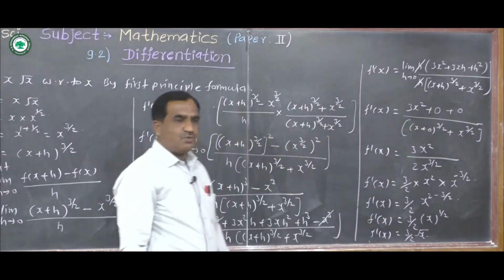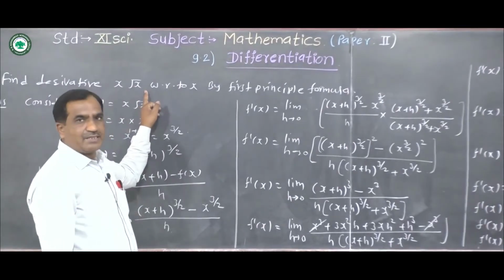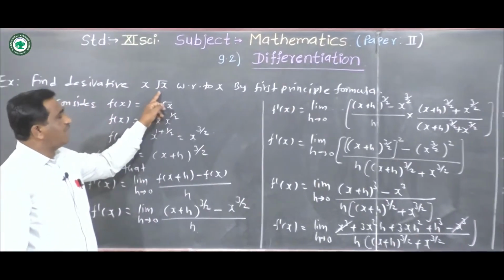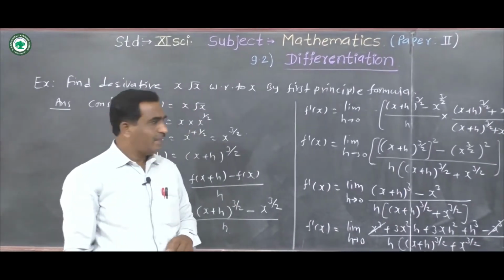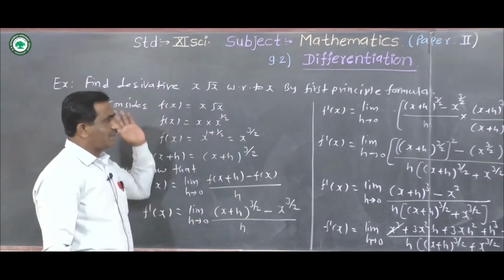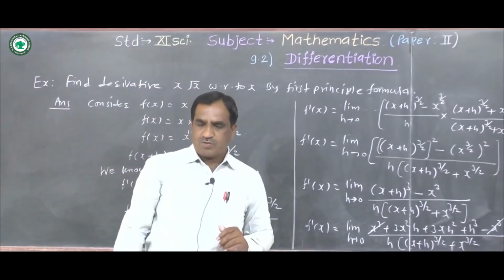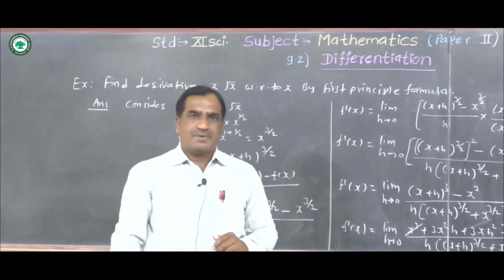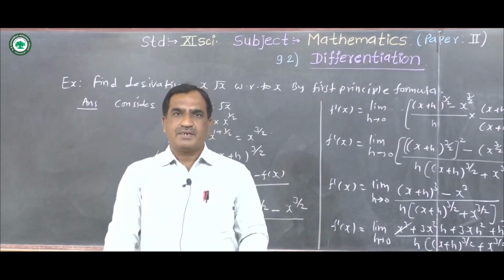This is the derivative of the function x into under root x. dy by dx of x into under root x means 3 by 2 into root x. Okay, this is the answer for this example. By using the first principle formula, we can solve more examples again by using this formula. Today we stop here. Thank you.